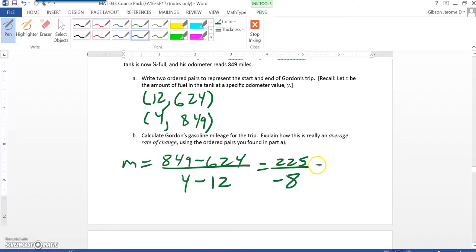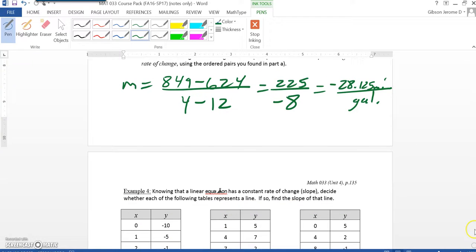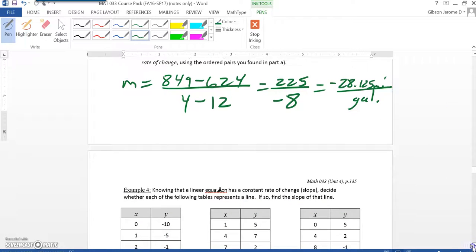And when we divide this out, this will give us a negative 28.125 miles per gallon. So basically what we're doing as we travel, we're losing 28.125 miles for every gallon that we're using. That's why it's negative. Okay, because as you know, as you drive your car, you lose gasoline. So that's why it's indicating a negative value here.